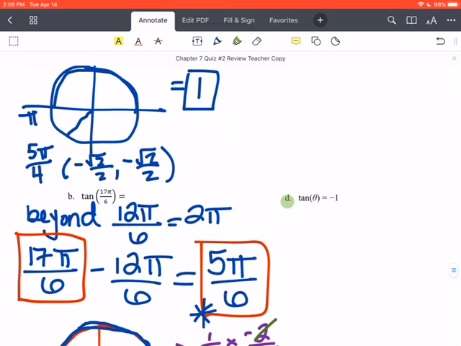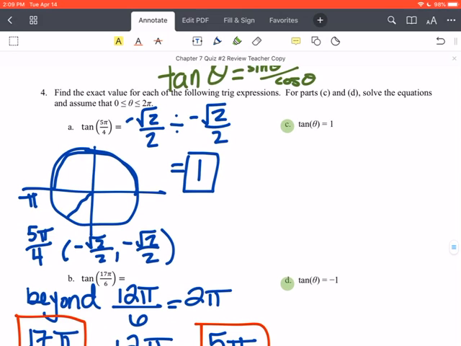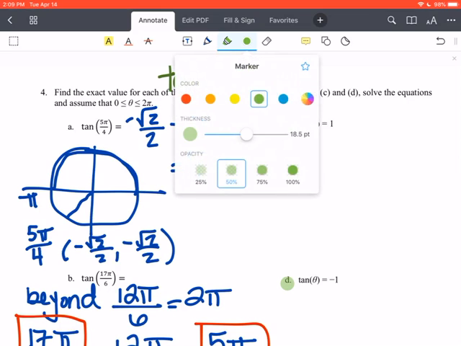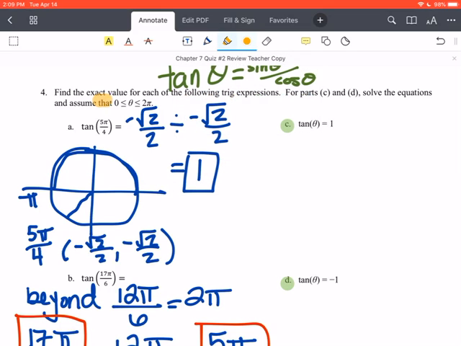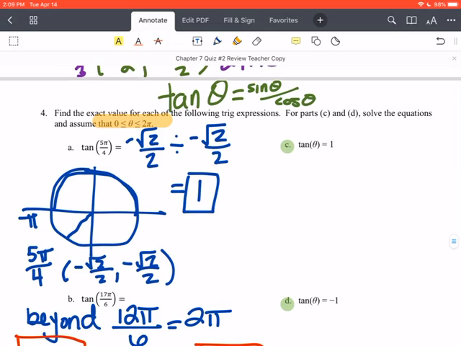but when it asks for exact, you are expected to write it in terms of the root. Okay, so now on problem C and D, these problems are saying, think about your unit circle. One lap, okay? That's what this fancy notation right here means. When you see assume that theta is between 0 and 2 pi, that means don't give me an answer such as 17 pi over 6 because that's beyond 2 pi.